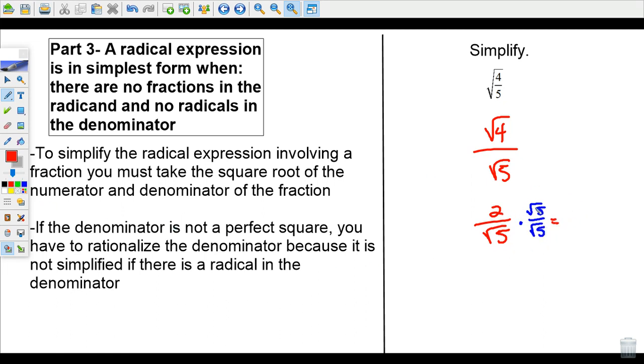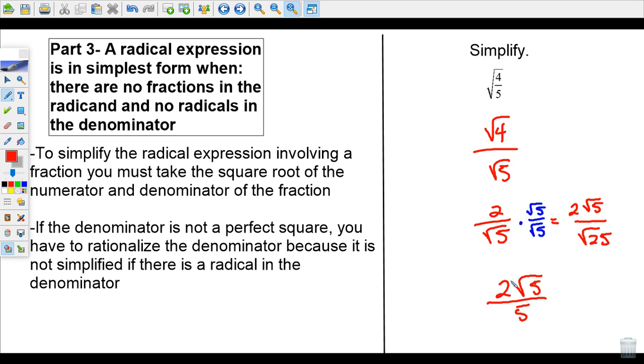And then we multiply. 2 radical 5 times radical 5 is 2 radical 5. Radical 5 times radical 5 is radical 25. And then we simplify. So 2 radical 5, nothing to simplify there. Radical 5 is simplified, doesn't have any perfect square factors. Square root of 25 is 5.